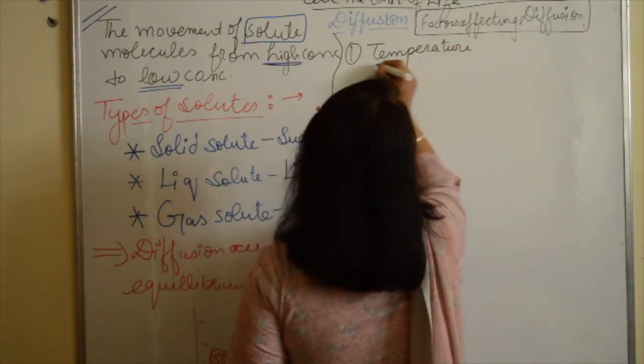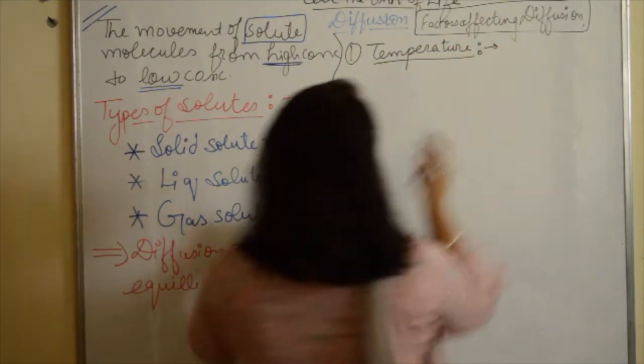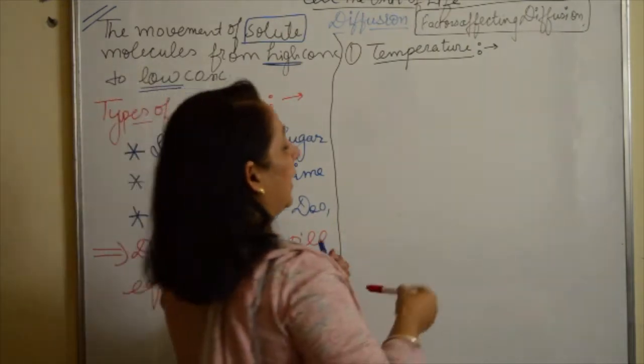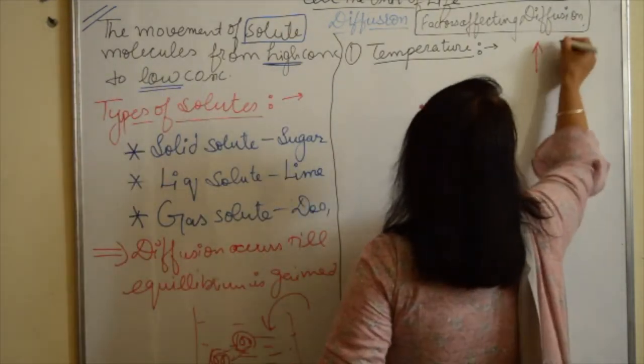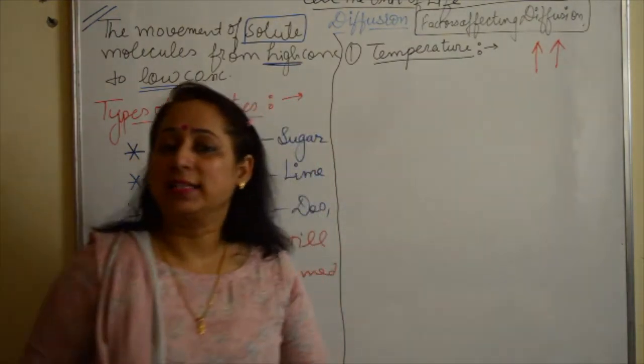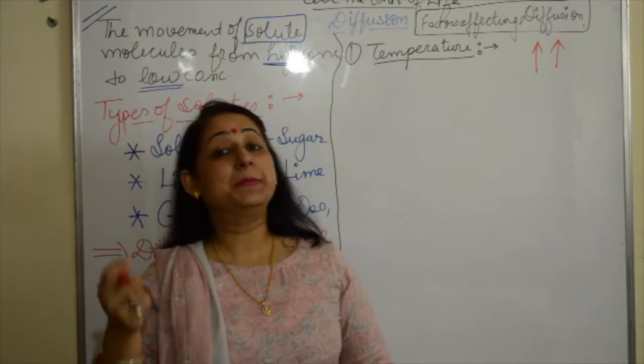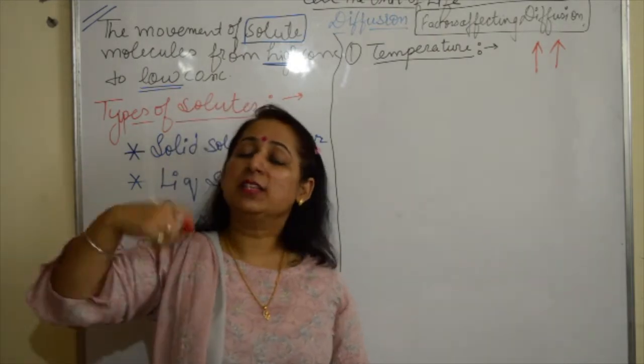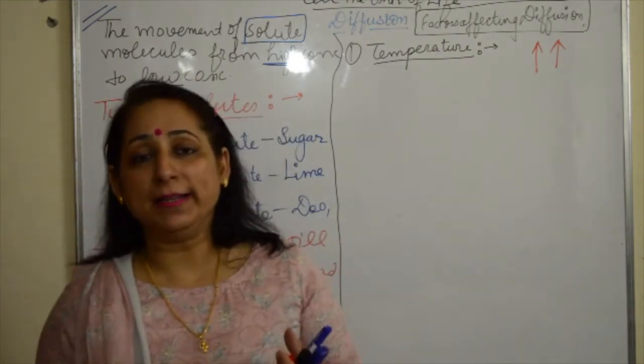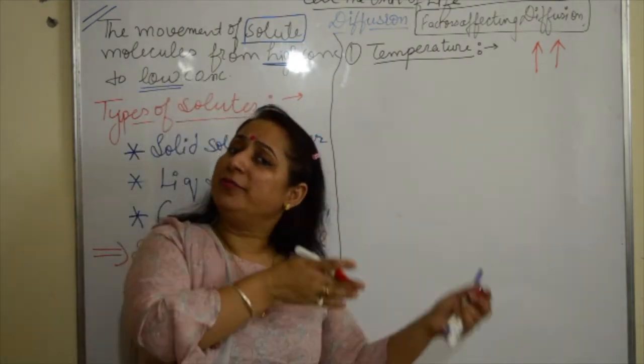So again, I'll use arrows to explain. If the temperature is high, the process of diffusion is also fast. Like for example, if suppose the food is being cooked, fine, the food is hot, you can smell that food when it is being cooked. But if you keep it in the fridge, what happens?